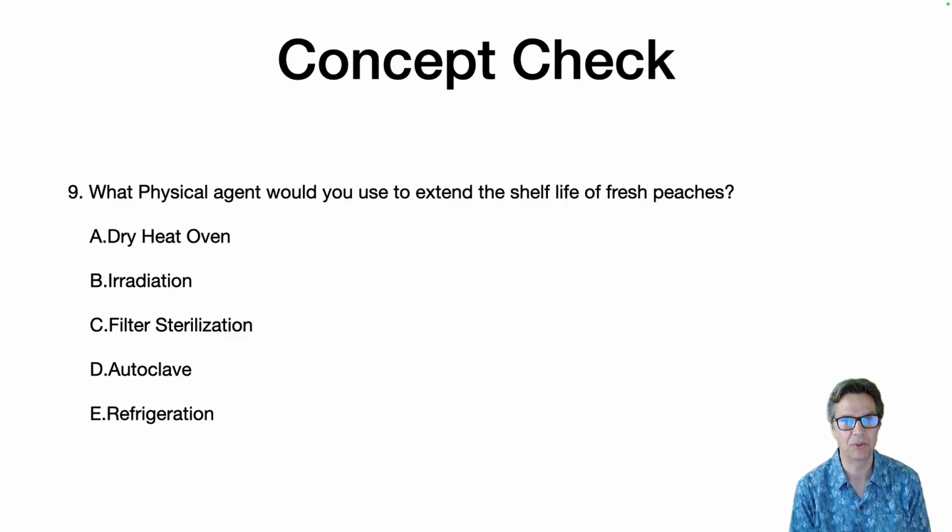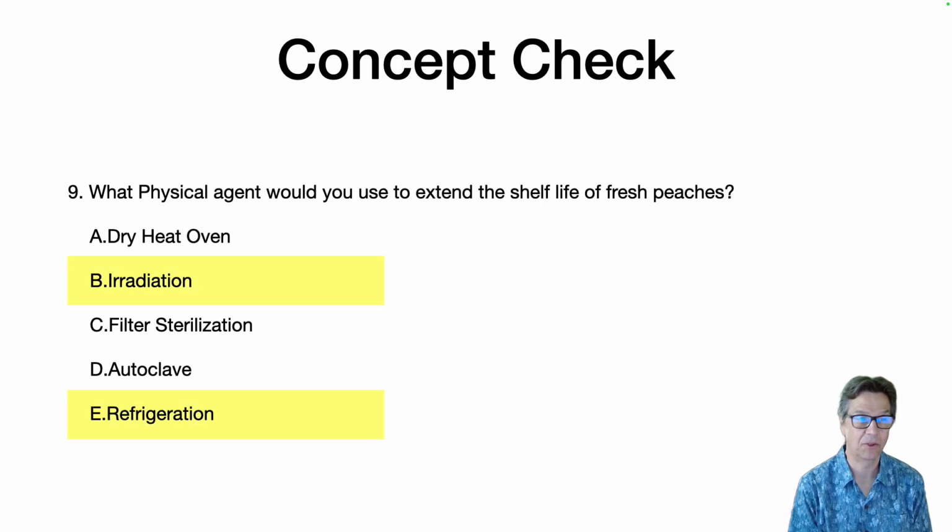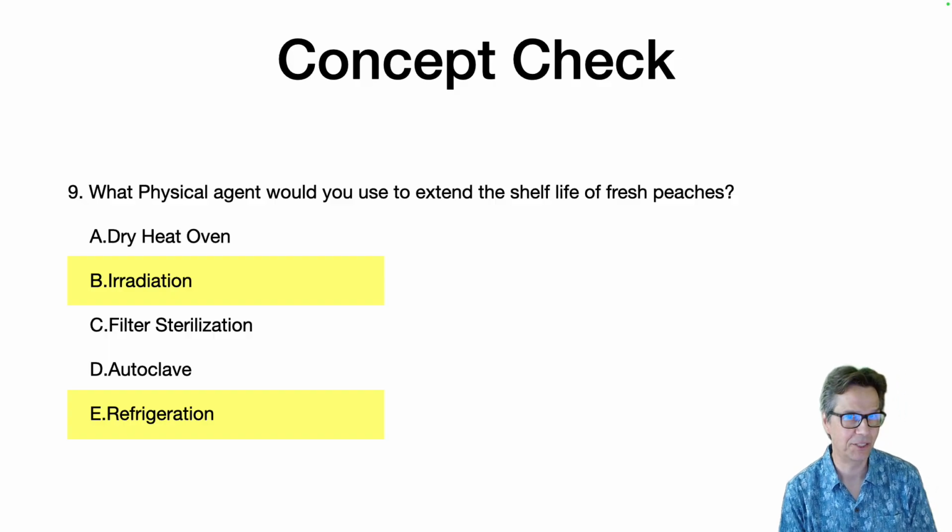What physical agent would you use to extend the shelf life of fresh peaches? The correct answer here is either irradiation or refrigeration.